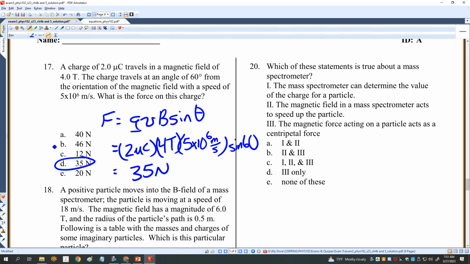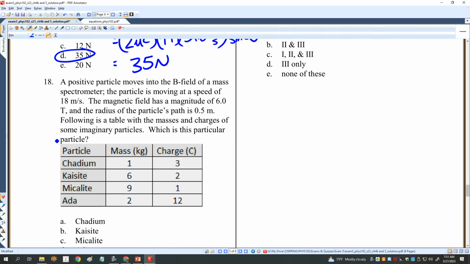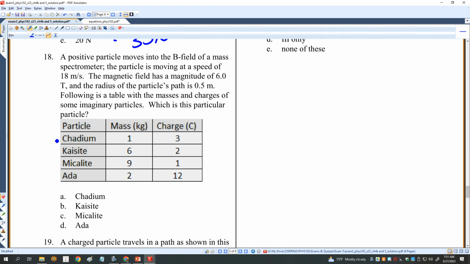D. Positive particle moves in magnetic field or mass spectrometer. There's the various things about it. What is the particle? So I know that QVB is equal to mv squared over r. My v's cancel there, and I can solve this for the mass to charge ratio. M over Q is equal to BR over V. I think that's right. Yeah, M over Q is BR over V.